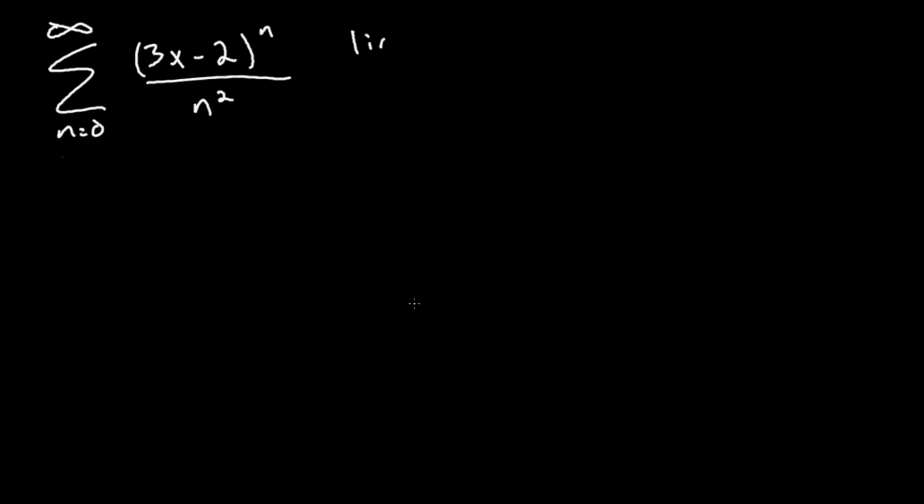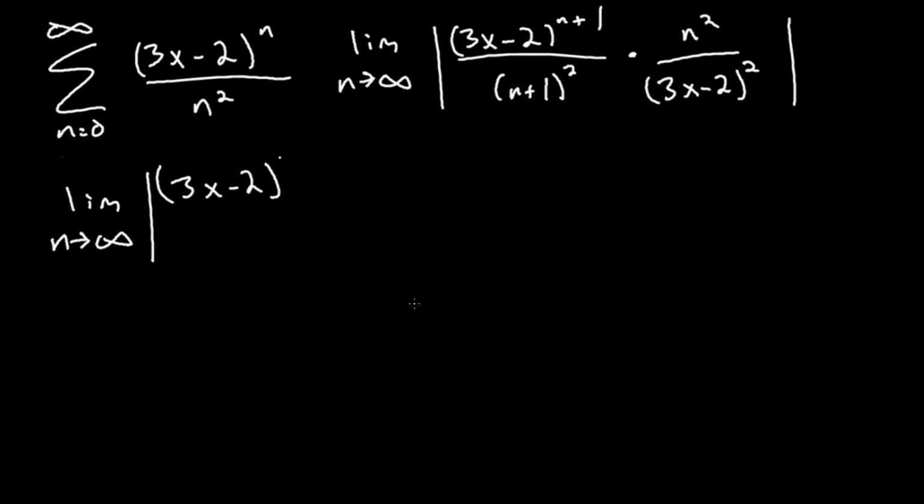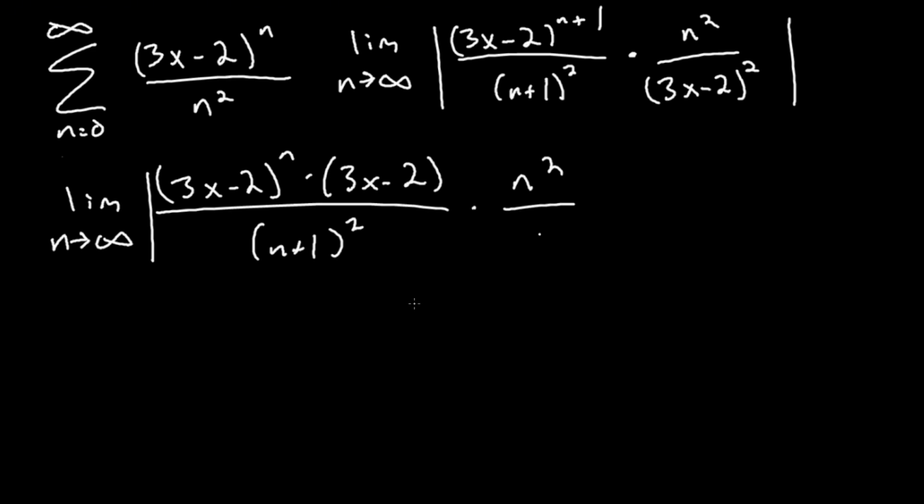Let's go ahead and solve this. First, we use the ratio test. Remember, the limit as n approaches infinity for a of n plus 1 over a of n. So we get (n plus 1) squared times the reciprocal of a of n, which is n squared over (3x minus 2) to the power of n. We can simplify this limit to get n approaching infinity for (3x minus 2) to the power of n times (3x minus 2), over (n plus 1) squared times n squared over (3x minus 2) to the power of n.